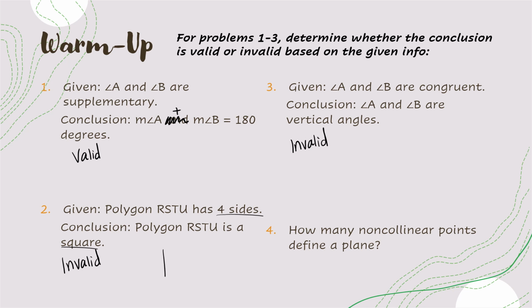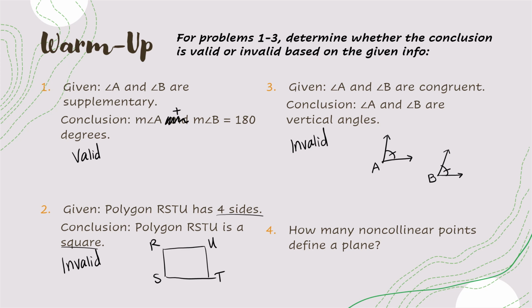Of course, we could have some rectangle. That could be our polygon RSTU. And for number 3, we could have angles that are congruent and just aren't vertical to each other. They don't have to be vertical in order to be congruent. Of course, if this were flip-flopped, if I knew that they were vertical angles, then I would be for sure able to say that they are congruent. But that relationship doesn't necessarily go both ways.